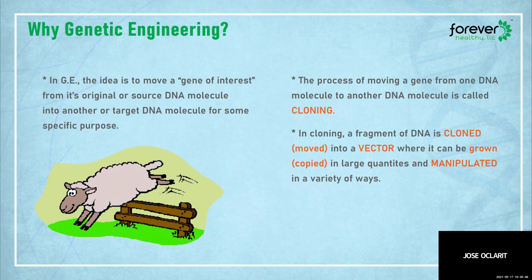In genetic engineering, a fragment of DNA is cloned and moved into a vector. The vector is the carrier of the gene, where it can be grown and copied, multiplied in large quantities, and manipulated in many ways, and that is the object of genetic engineering. Manipulation can mean increasing or decreasing, or turning on or turning off, depending on what you want to do. And this is where genetic engineering is very important in medical therapeutics.